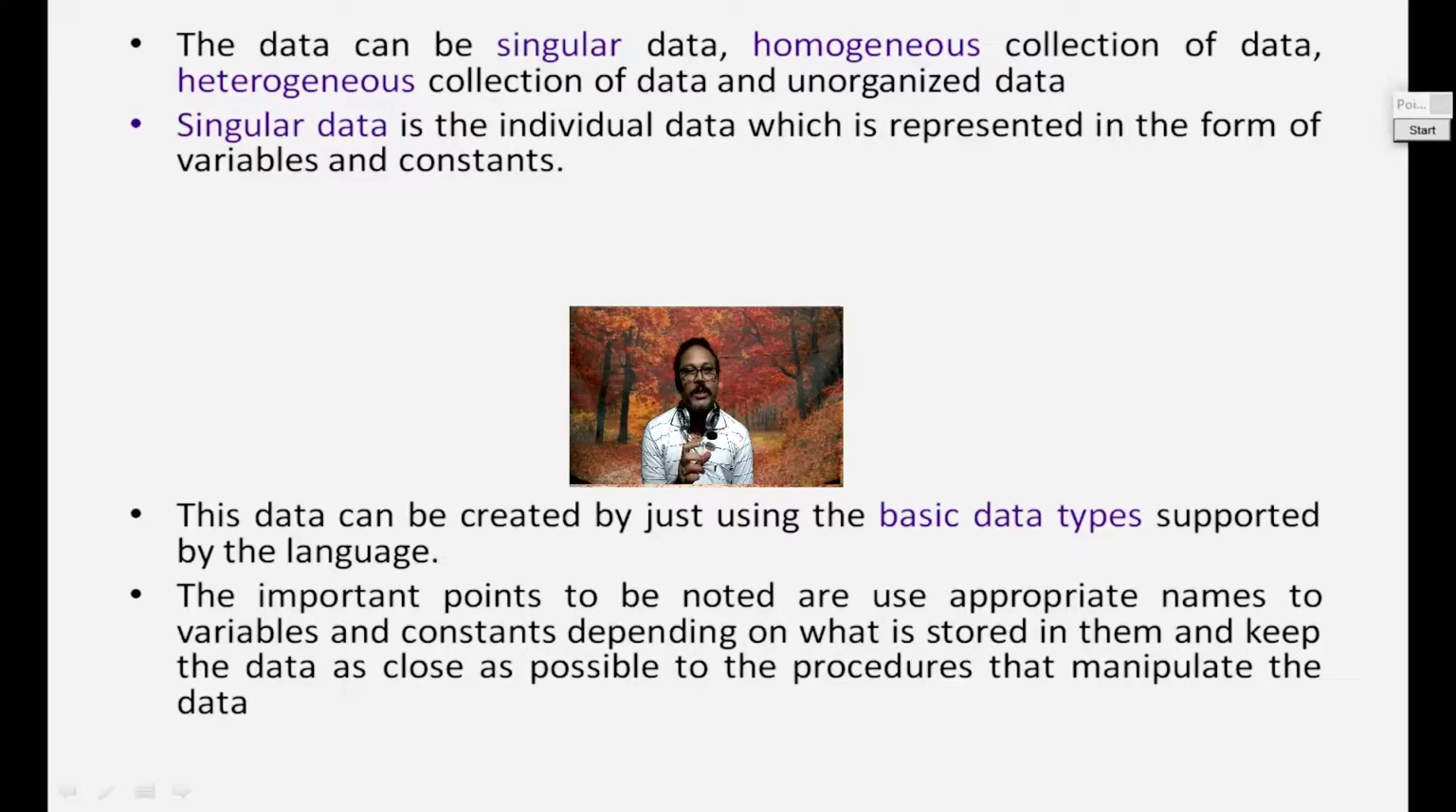But the only thing is you have to choose appropriate names. Instead of choosing A and B, it's better you choose first number, second number, and then for storing the sum, say the name of the variable be sum. It's better to choose appropriate names. So singular data can be represented in the form of variables and constants, using the basic data types supported by the language.